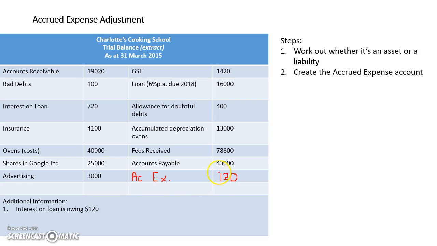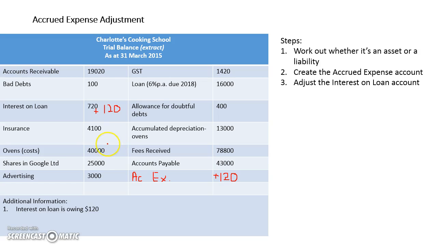So we've added our $120 onto the liability side. So the last thing we need to do is adjust the other side, which is our interest on loan account. Okay, so we added $120 to the right. Because interest on loan is on the left, we're going to add as well. Alrighty, so there we go.